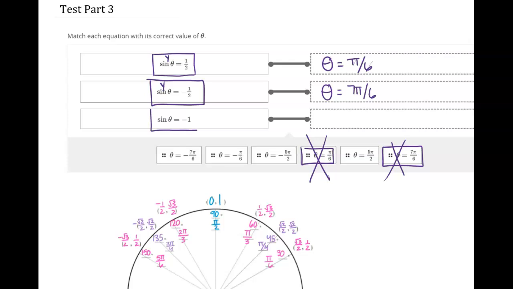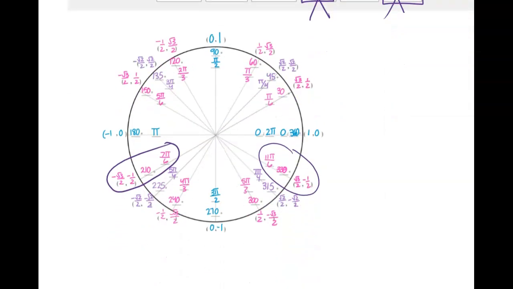This last one is the one that I think made you guys all think that I screwed up, which I do sometimes, but in this case we just had to look at it a little differently. So when is the y value negative 1? The only spot where that occurs is at 3 pi over 2.